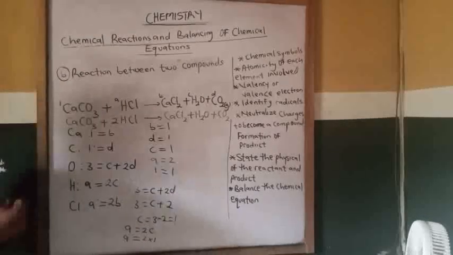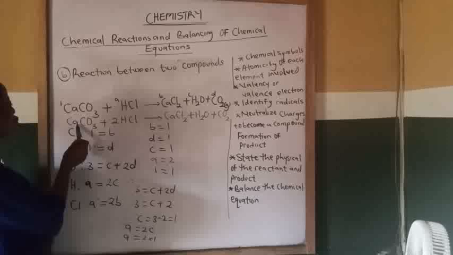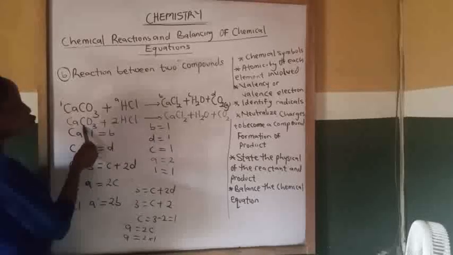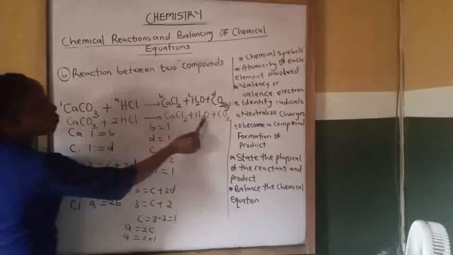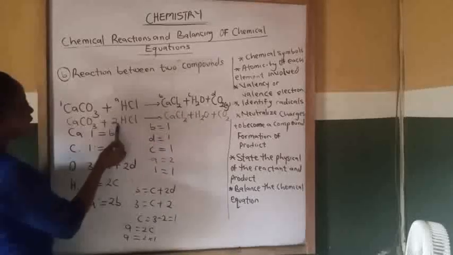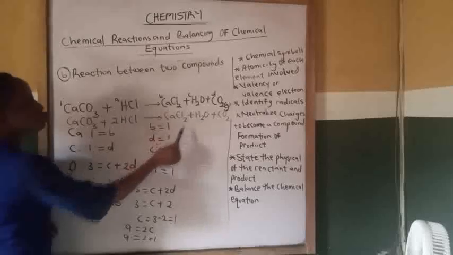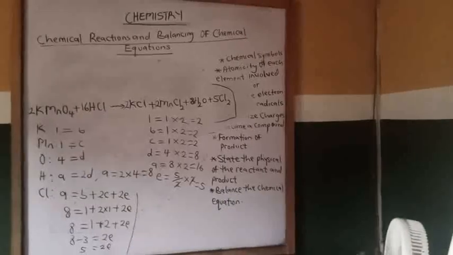So let's check if our equation is balanced. Calcium is 1 at this side. Carbon is 1. Oxygen is 3. So we have 1 here plus 2, that is 3. Hydrogen is 2. Chlorine is 2. So our equation is balanced.